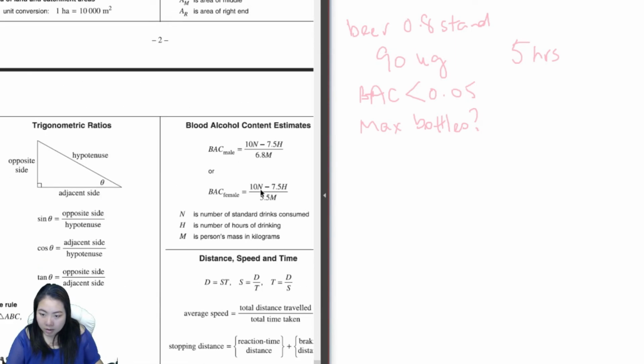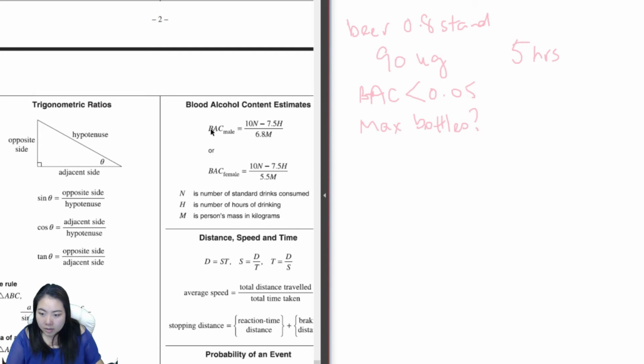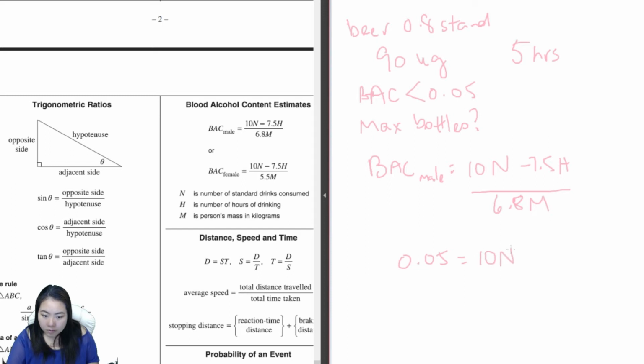There it is, blood alcohol contents estimate. He is a male, I believe. So I'll use this one. BAC male is equal to 10N minus 7.5H over 6.8M. So he wants 0.05. We are looking for N. We have 5 hours.